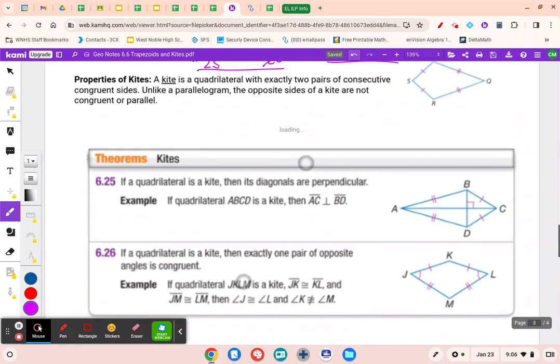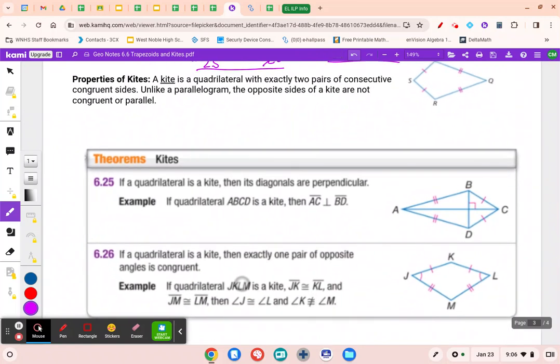Let's keep pushing on. We have properties of kites. A kite is a quadrilateral with exactly one pair of consecutive congruent sides. So if you recall, this is also a thing about rhombuses, consecutive congruent sides, but only one pair in a rhombus do you need. Second thing about a rhombus is you need to have a parallelogram. Okay, so a kite has two pairs of consecutive congruent sides. Unlike a parallelogram, the opposite sides of a kite are not congruent or parallel. So all of these that we're talking about today, trapezoids and kites, are not parallelograms. They're just quadrilaterals. So they are a separate thing altogether.